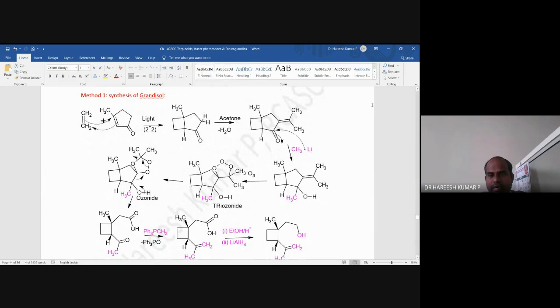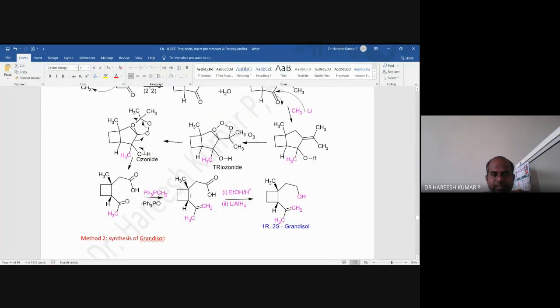is a substitution reaction. Okay, and the fourth one is ozonolysis, and these two are intermediates. Okay, if you are able to write from this moiety to this, it's fine. These two are intermediates, and this reaction is called the Wittig reaction, and this reaction is esterification followed by reduction. So this will be the Grandisol.